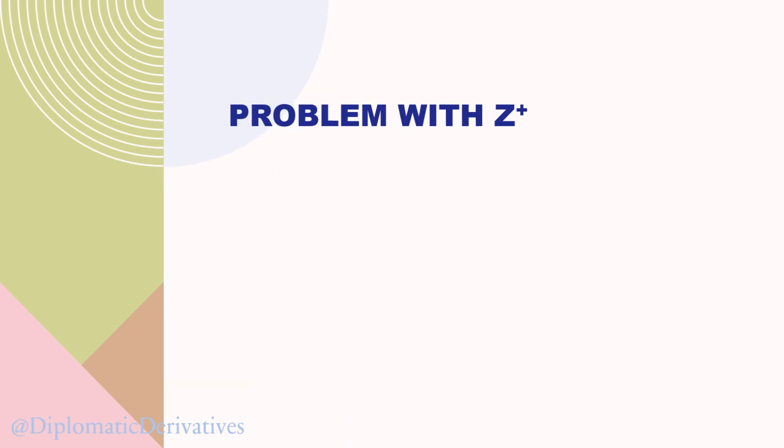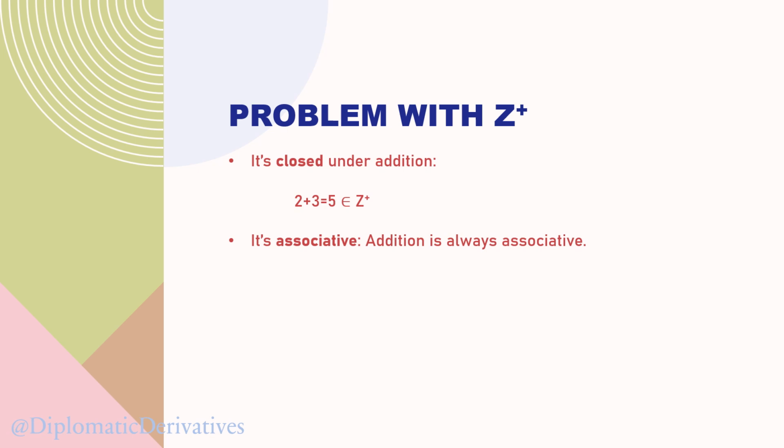What is the problem with Z+ now? Z+, that is the set of all positive integers, is closed under addition. The first property is that it has to be closed under the operation. The operation is addition, so taking two elements, 2 plus 3 is equal to 5, and 5 is an element of Z+, therefore it's true. Associativity: addition is always associative. Whenever you perform the operation of addition, it's always going to be associative on any set.